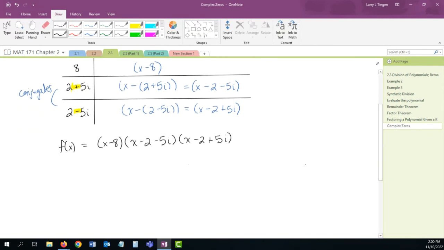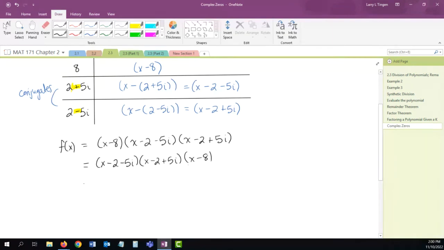Okay. Now, I'm going to make a slight change. I'm going to use the fact that multiplication is commutative to just swap the order here. I'm going to put x minus 8 way over there on the right because I don't want to do that multiplication first. The reason is, if I have conjugates, when I multiply them together, I'll end up getting rid of all the imaginary factors. All the i's will be gone, and that is going to be really helpful. So I want to do that first.